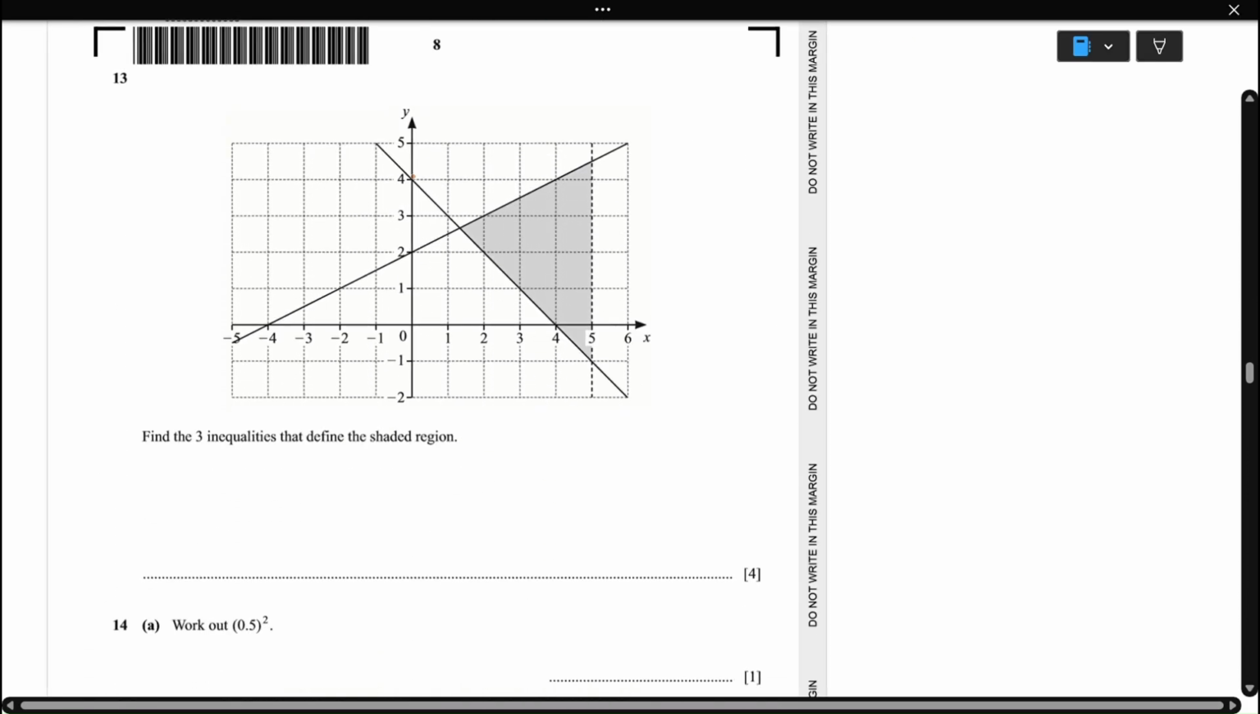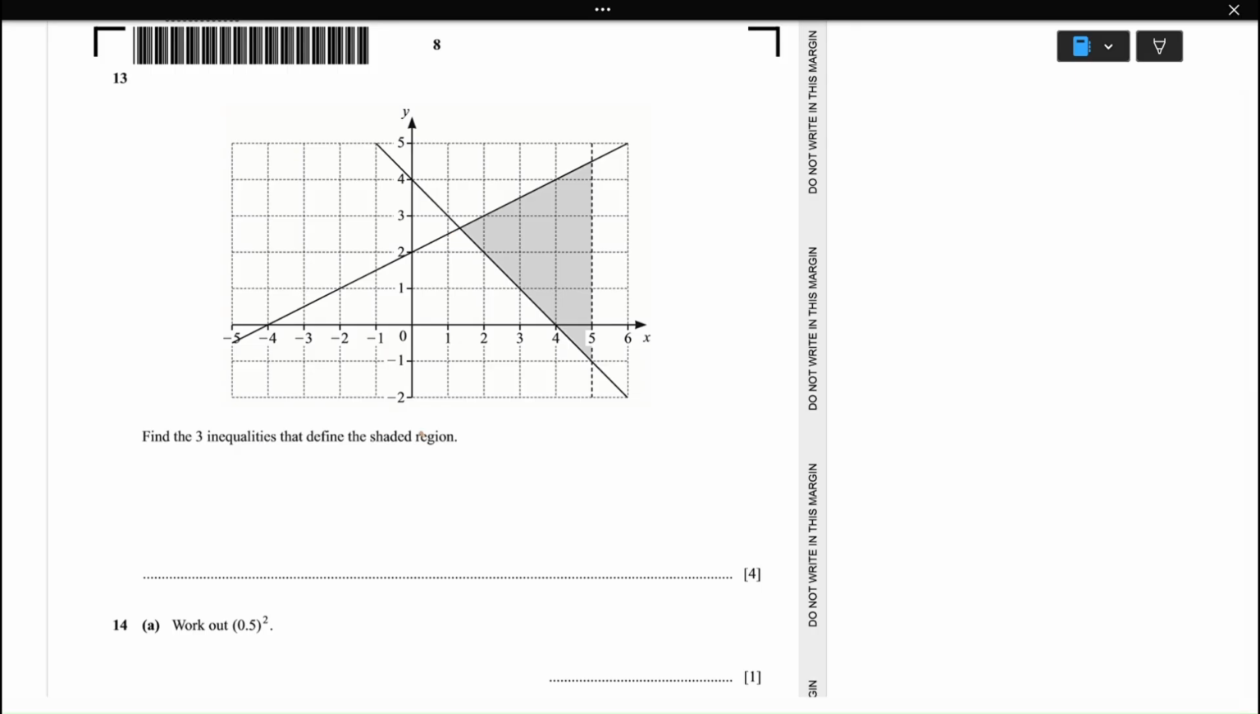question 13 here. Find the three inequalities of the shaded region. There are three lines, so we need to find them. First I'll take this line. This line is going to be x equal to 5. First I'll write only the equations. So x equal to 5, that's my first equation.